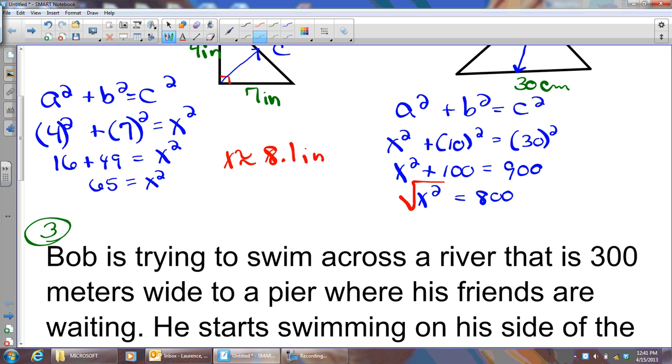Now, I'm not going to estimate this one so much. I know the square root of 900 is going to be 30. It's going to be a pretty big number, the square root of 800, but I know it's going to be less than 30. So x is going to be approximately equal to, and it would normally be, oop, I'm having airplane trouble.